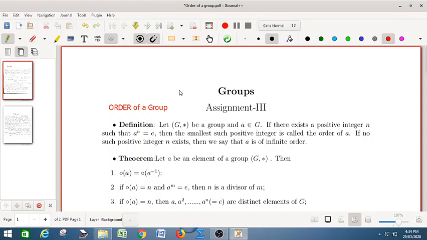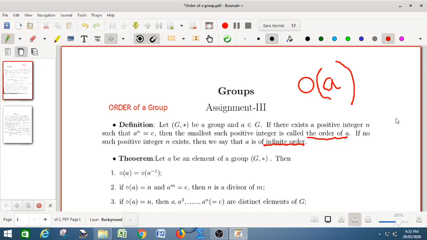So I'm highlighting this line: order of a and infinite order. The order of a is generally denoted by O(a). This is the symbol for writing the order of an element. So this symbolically defines the order of a.